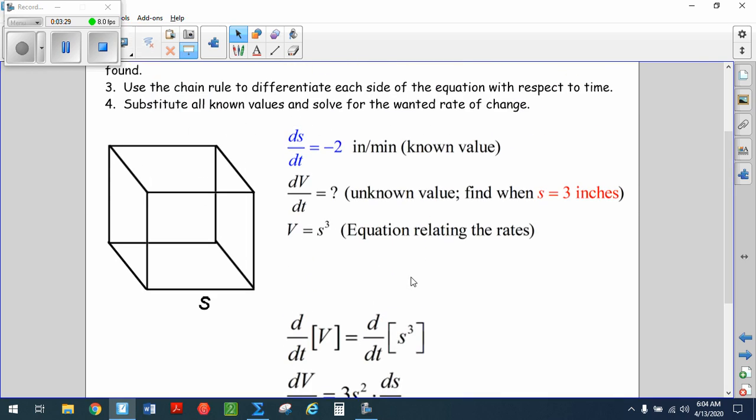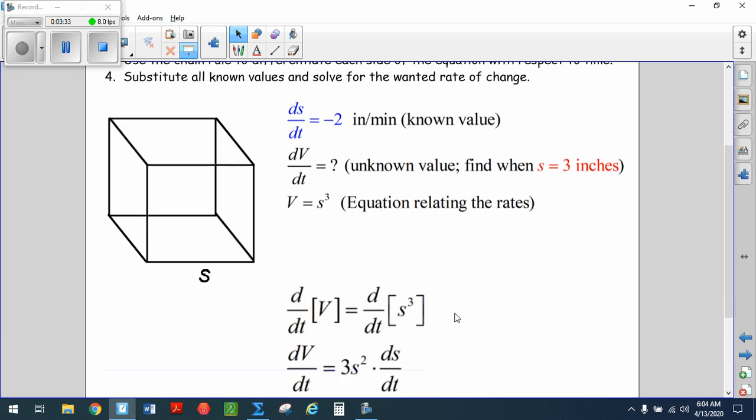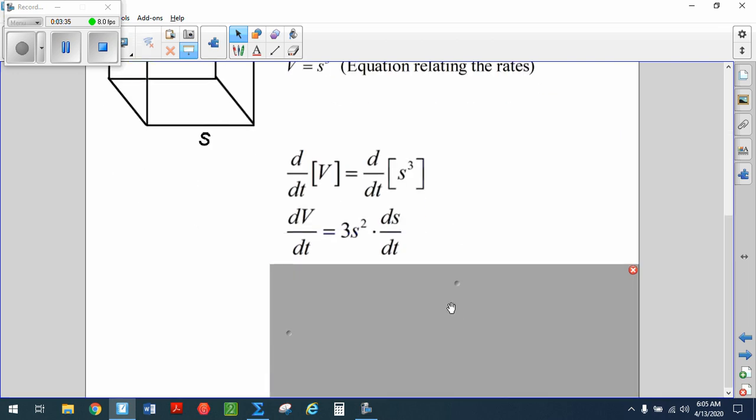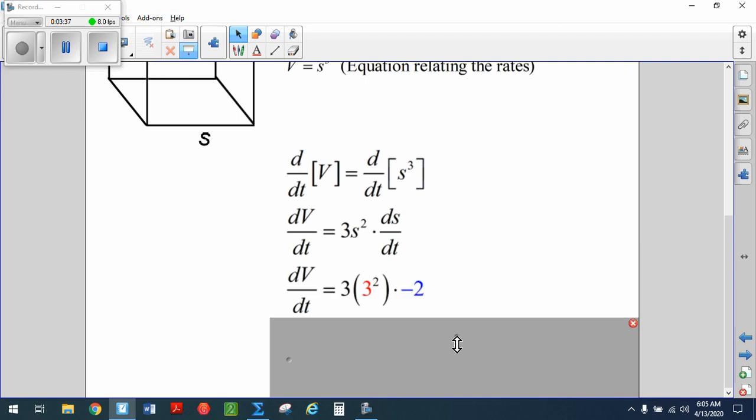Then I go back up. They gave me ds/dt as negative 2. And they told me when s is equal to 3. So I can plug both those values in. And just multiply that out.